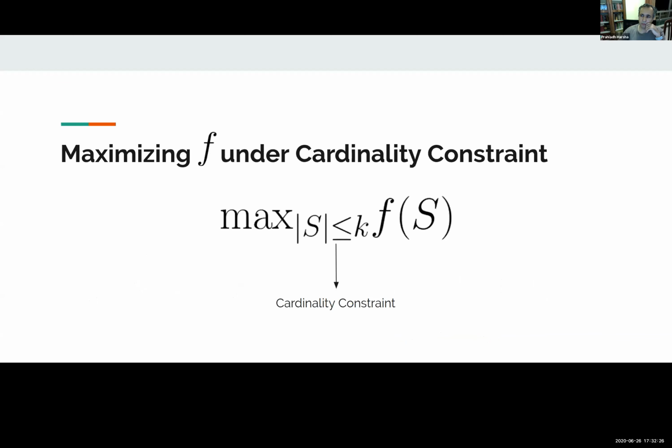So this problem has been studied in various settings like matroid, the knapsack constraint, but the main one here, I think, is the cardinality constraint. In the cardinality constraint, we want to maximize the value of f of S while keeping the size of S less than a parameter k.